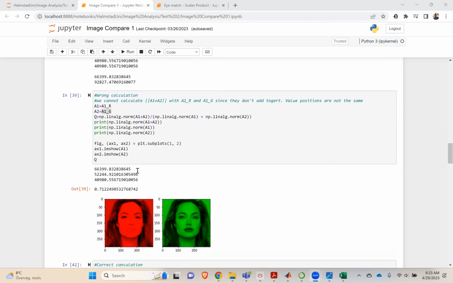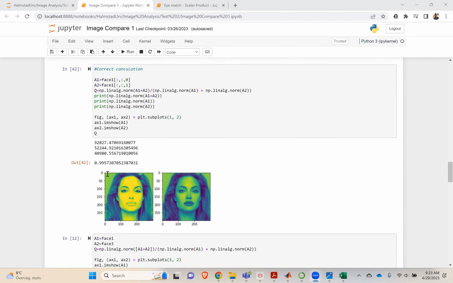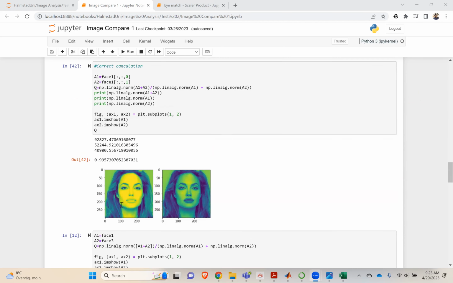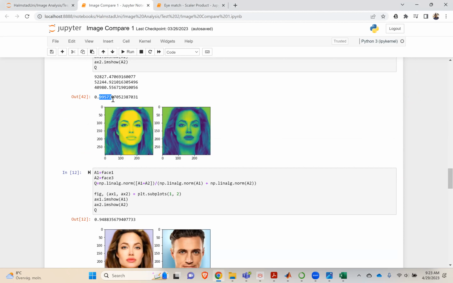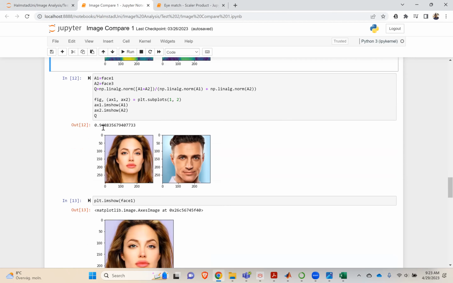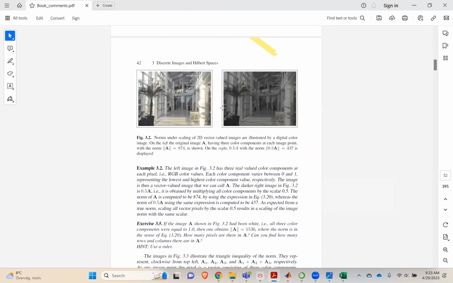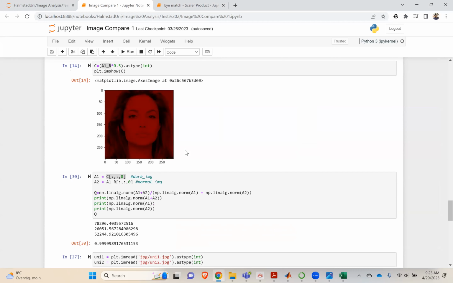If you do it in the correct way, we got 0.99. And when we compare with a different person, we always get lesser than that. See, 0.94. Then we should go to the theory part. So it says even if the image is darker or brighter, it doesn't matter. It can still verify the image. So we can do that.